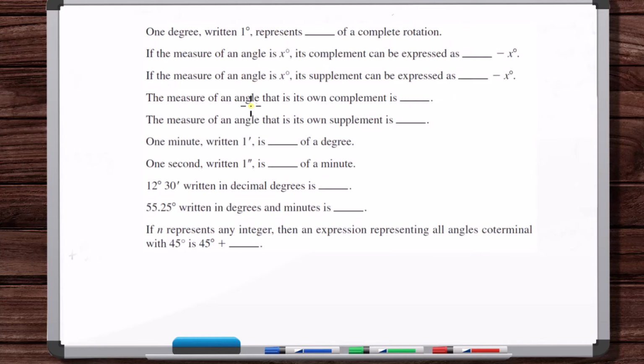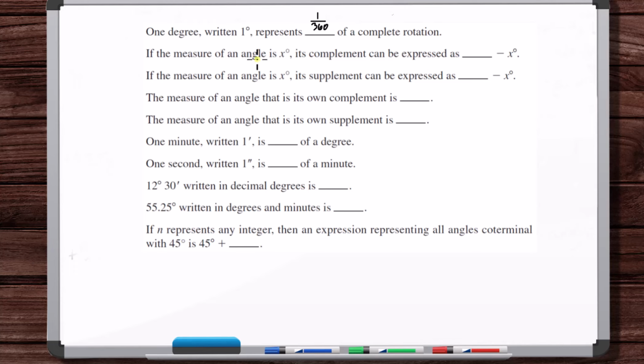Okay, let's fill in all of these blanks. 1 degree, written 1 degree, represents how much of a complete rotation? Well, this is 1/360th. There's 360 degrees in a full rotation.